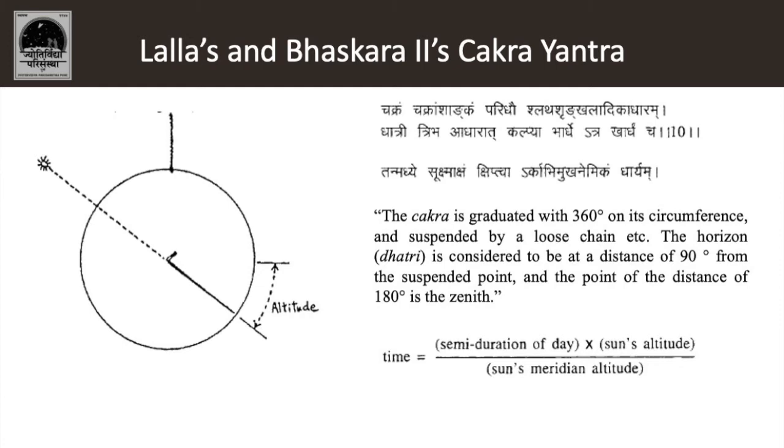So as I said earlier, the meridian is a line joining the north and the south, and depending on that position, you have to calculate the sun's meridian altitude. Okay, that will give you the time of the day, and this yantra can help you determine it because it directly measures the altitude, and you can find the half duration of the day.